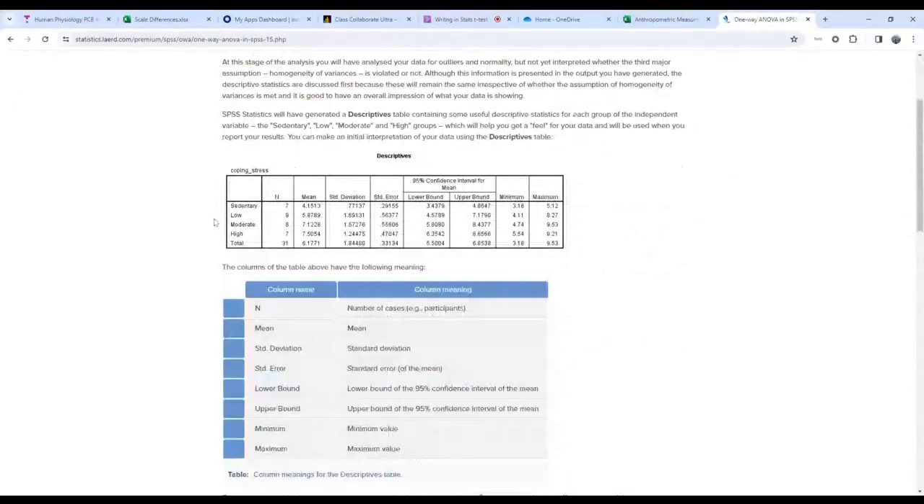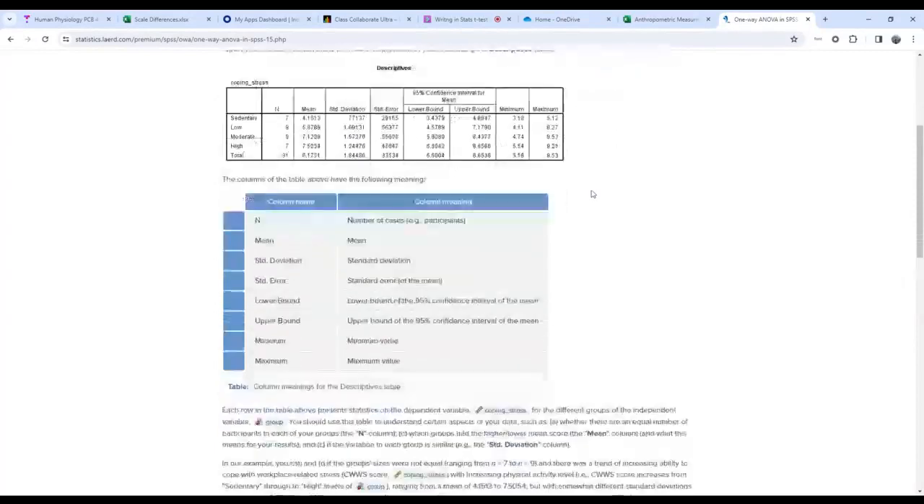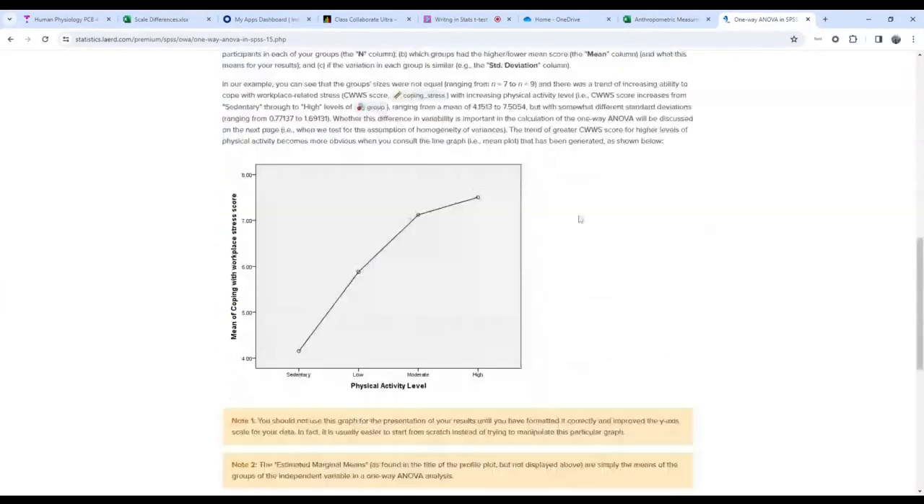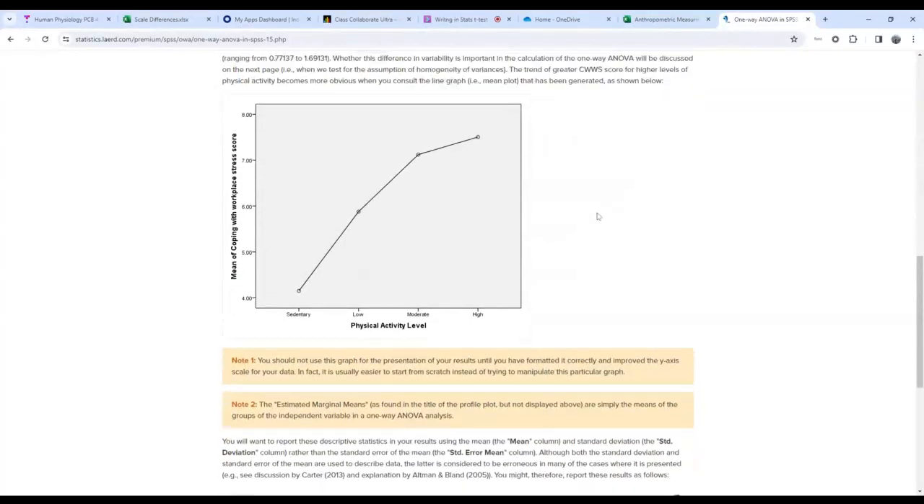So here's our descriptives again. So sedentary, low, moderate, high, and total. Some variable called coping stress. Here's our means, how many people we had in each group, standard deviations, tells you what they're all about. Here's a graph that kind of describes it.